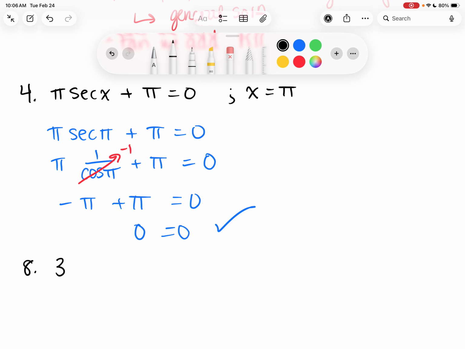That's pink. All right, 3 cotangent to the 4th of x minus cotangent squared of x minus 24 equals 0. And they tell us that x is 7 pi over 6. Oh my goodness. You really are special.